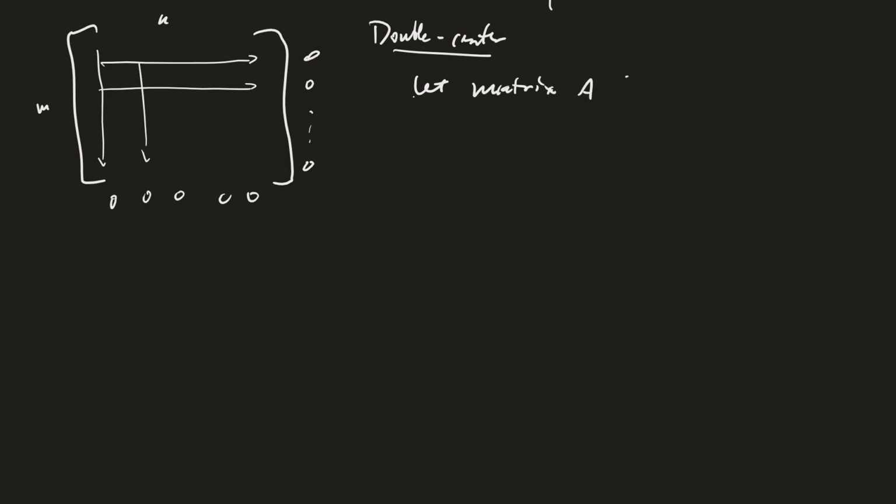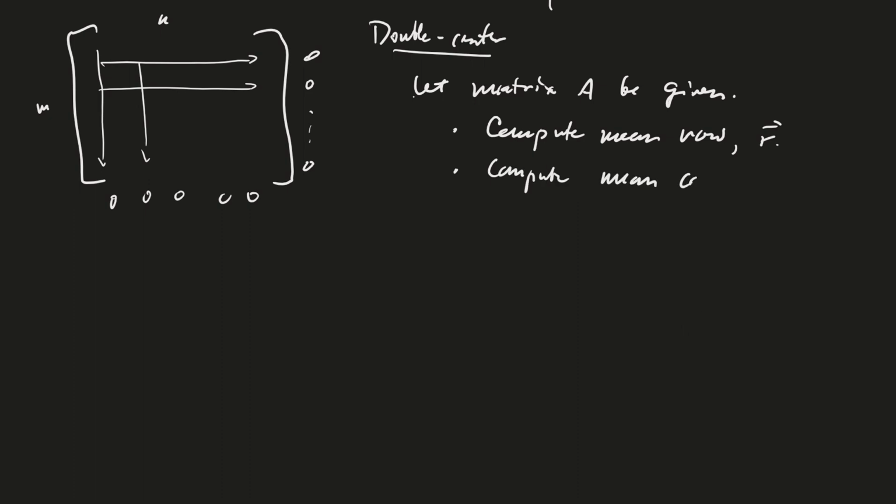let matrix A be given, then we'll compute the mean row. Let's call that R. So this is going to be a row vector. Then we'll compute the mean column C. So let's just make sure we see this. This is a row. This is a column.